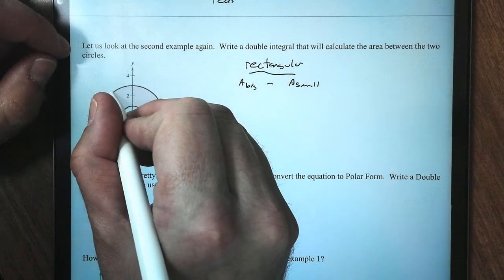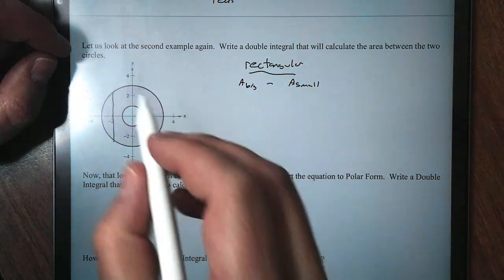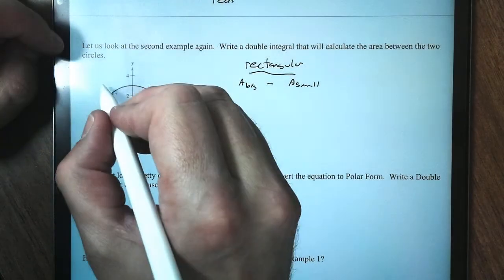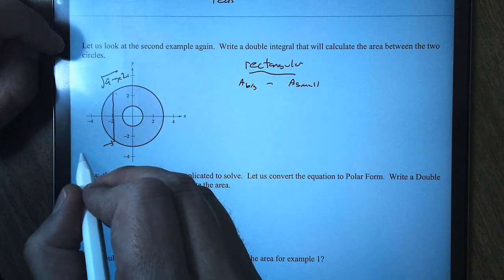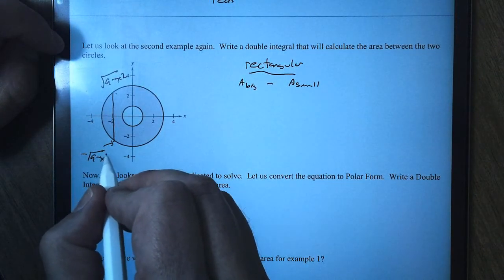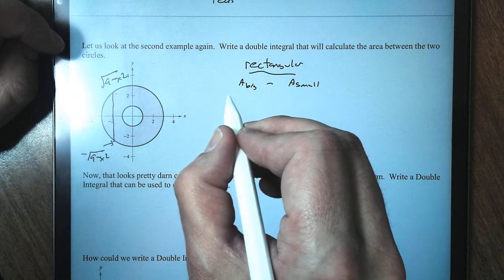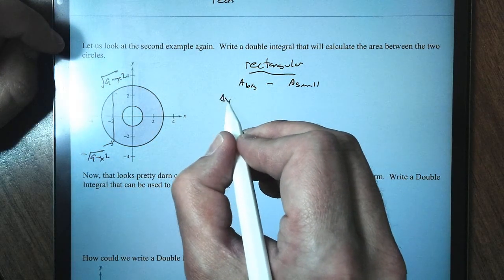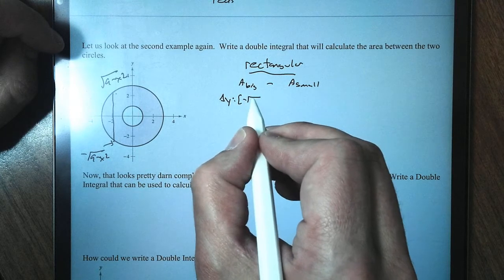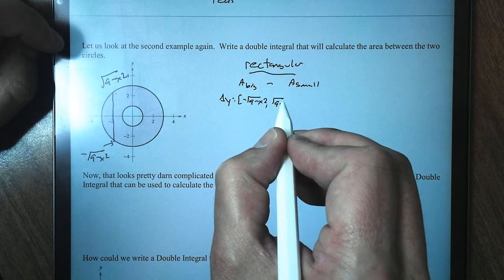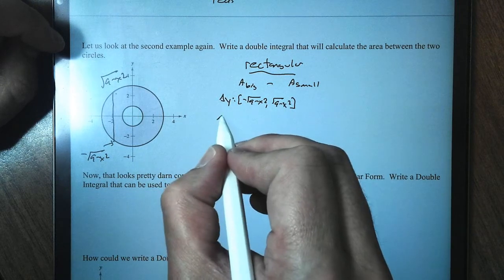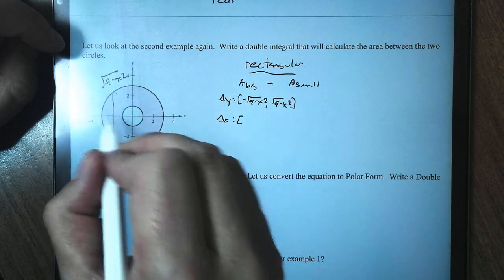And if I go rectangularly, there's my big circle. The top of that big circle is the square root of 9 minus x squared, and the bottom being negative square root of 9 minus x squared. So for the big circle, I know that my change in y is going to go from negative square root of 9 minus x squared to positive square root of 9 minus x squared, while the change in x is going to go from negative 3 to 3.